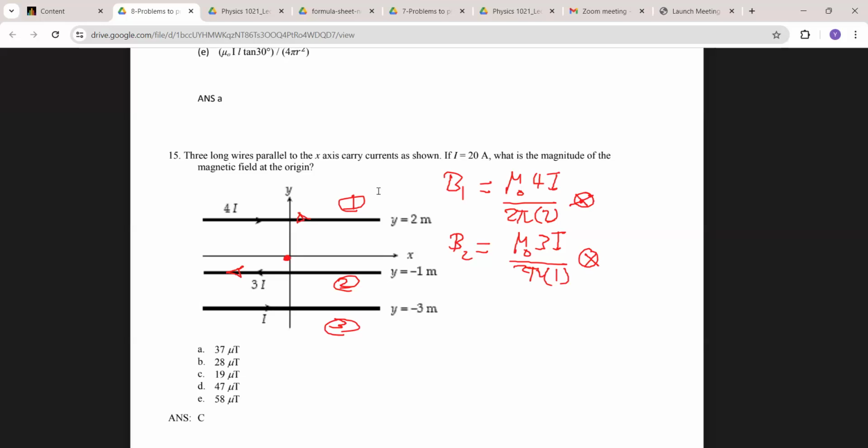Okay? Yes. The third one, B3, is mu naught multiplied by I over 2 pi r. The radius here is 3. And this direction, it will be outside the screen. So the total magnetic field would be B1 plus B2 minus B3.